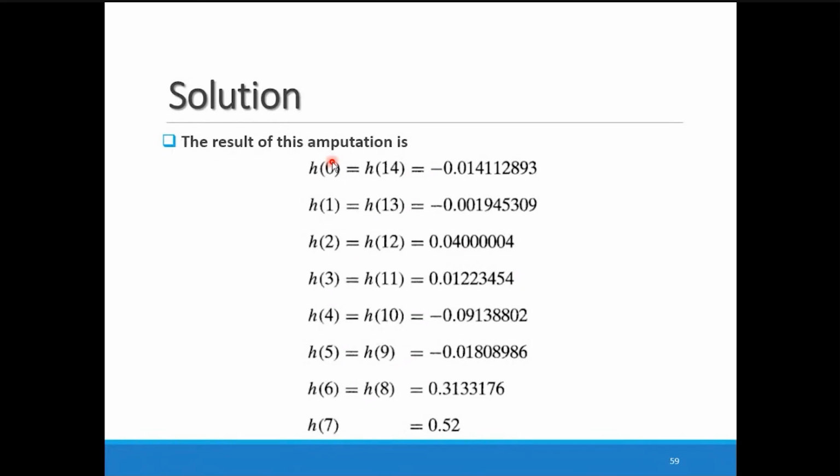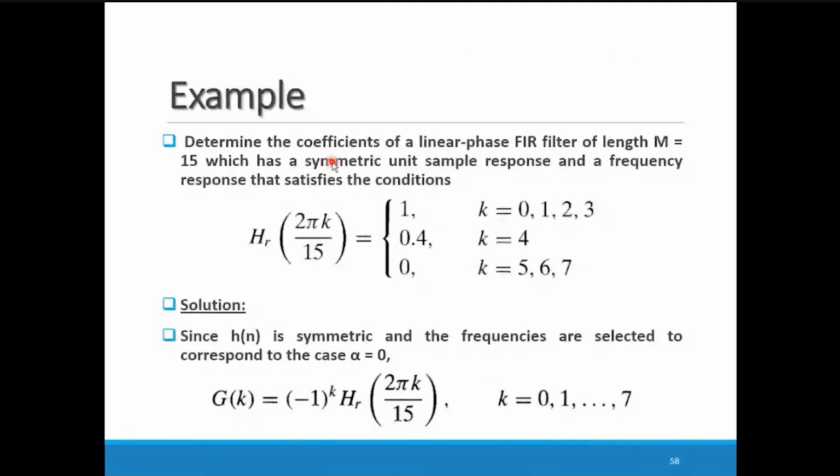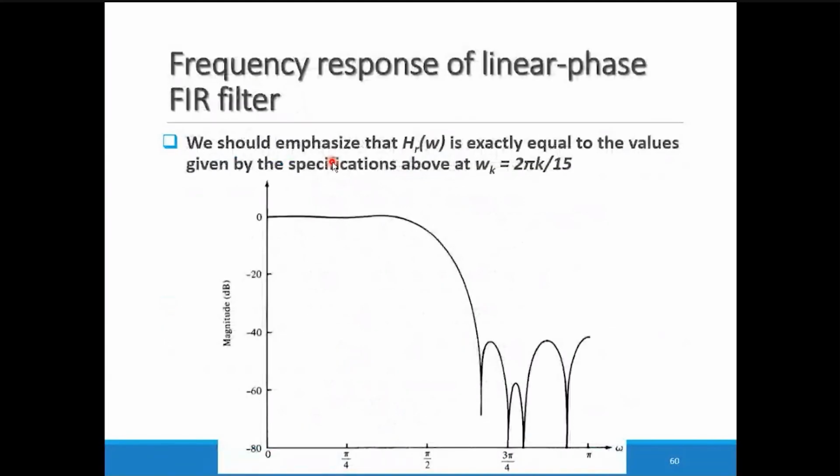I suggest all of you do the calculation and verify these answers. If you have any query, we will discuss the solution in detail in the next lecture. So please do the calculation for h of 0 to h of 7 and verify the answers given on this slide. This is how we can use the frequency sampling method to get the impulse response coefficients and design the filter.